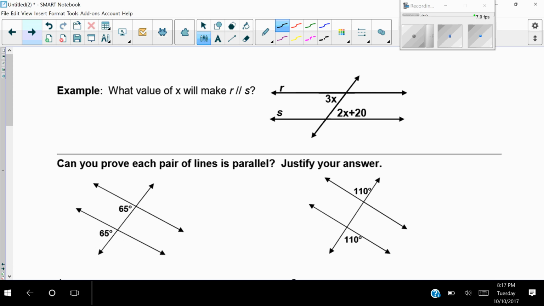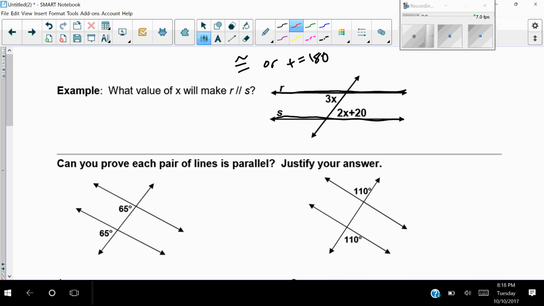Let's look at this one. This is basically just a review of everything that we went over. It says, what value of x will make sure that these two lines are parallel? Well, you need to know you have two options. Are they equal? Are they congruent? Are we going to set them equal? Or are they supplementary? Do they add up to equal 180? Those are my two options for each angle, right?